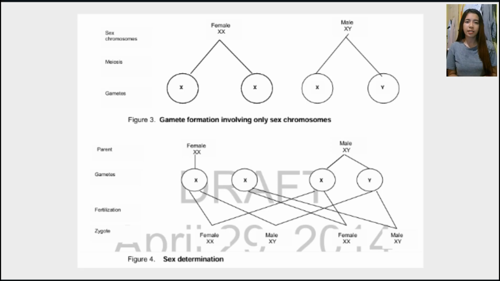So this process explains how the father determines the sex of the offspring, as the mother can only contribute an X chromosome, while the sperm is the one that determines whether the child is male or female.